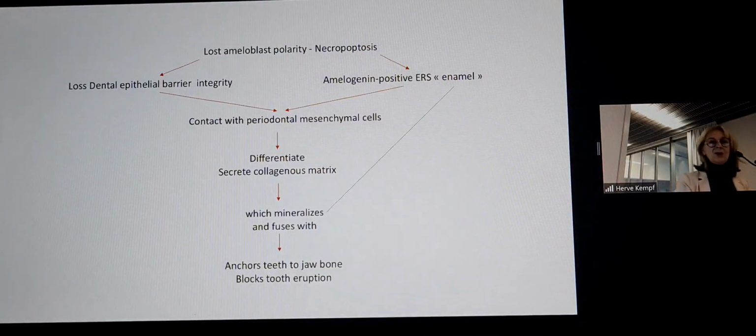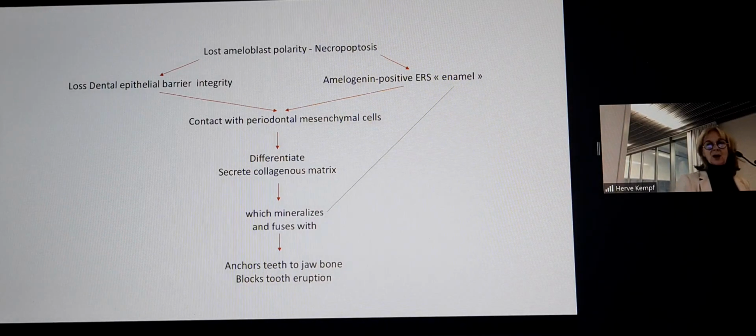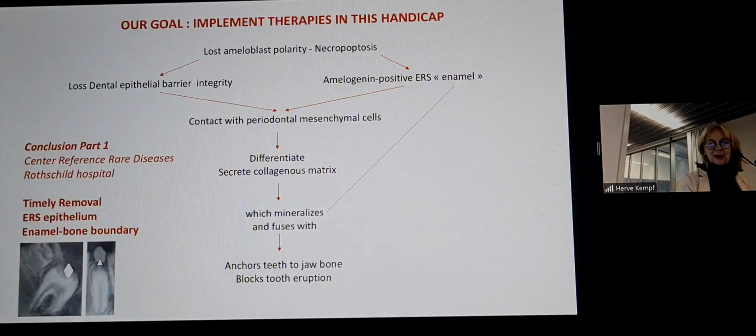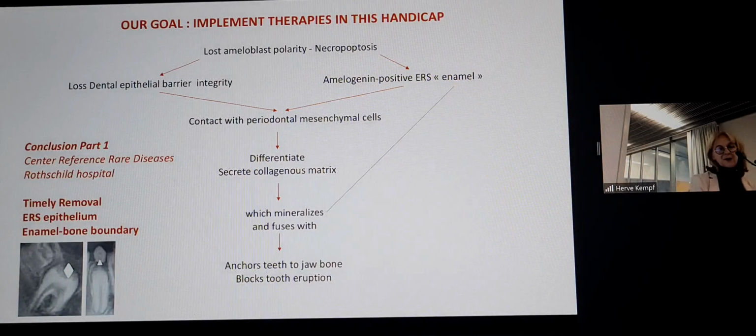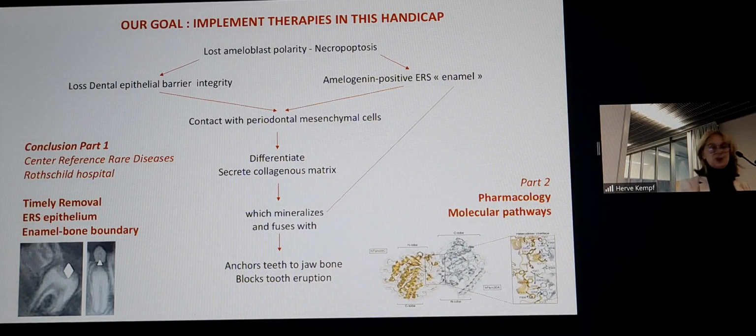So in fact, what we saw in the mice is loss of ameloblast polarity, necroptosis, loss of the epithelial barrier, which should be there, and amelogenin-positive enamel, which is known to induce osteoblast differentiation in fibroblasts, in contact with periodontal mesenchyme. Then you have bone formation which anchors the tooth in the jaw. So part of this conclusion is that now we want to do a timely removal of this bioactive abnormal tooth germ in order to be able to provoke the eruption. And now Renata will introduce you.